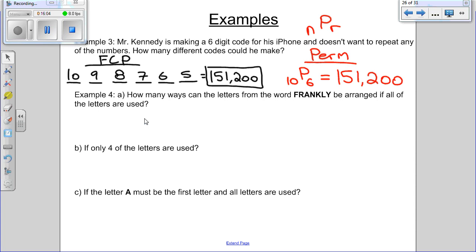Does the order matter when I'm putting those things in place? If I was to choose this as my letters and the order they go in, is that different than if I choose this? Are these different arrangements? Definitely. How are they different? Well, order matters on where I put that Y. When I put the Y at the end, it created something. When I put it at the start, it created something different. The order matters in this one. If order matters, it's a permutation.